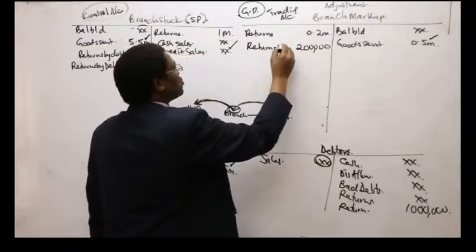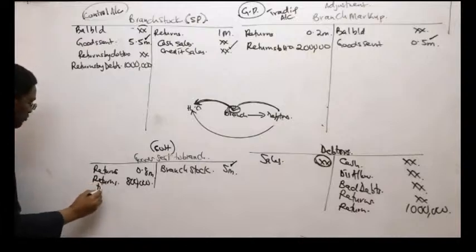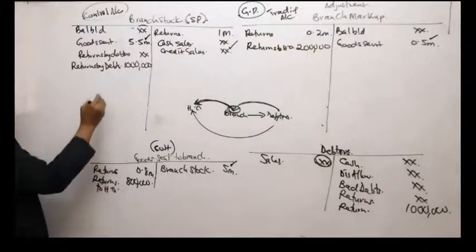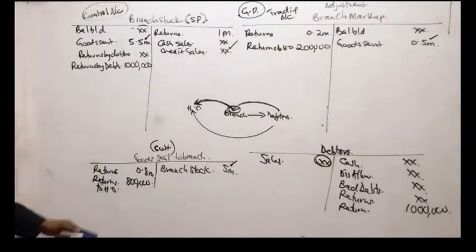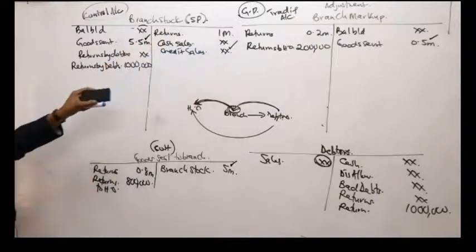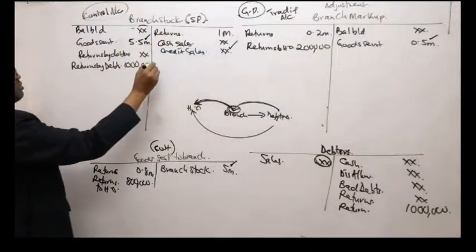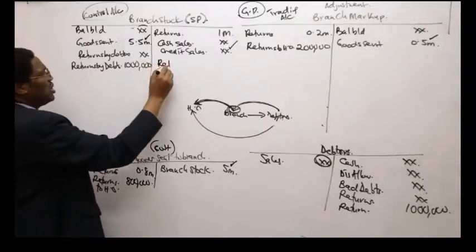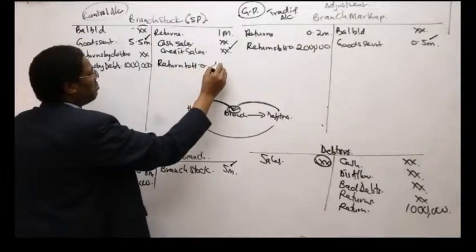This is returns to head office, it's 200,000. So we are saying you debit branch markup with the profit loading, you debit goods sent to branch at cost price, and you credit branch stock at selling price. This is returns to head office. That is 1 million.